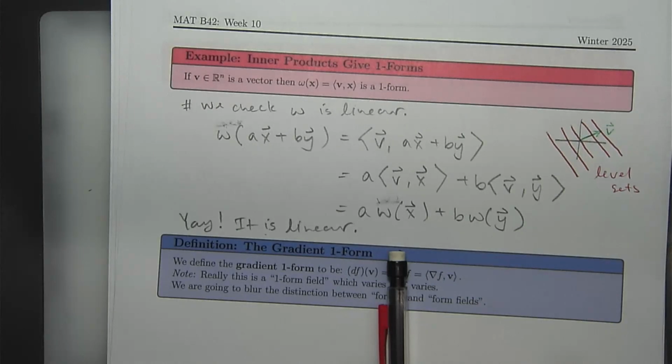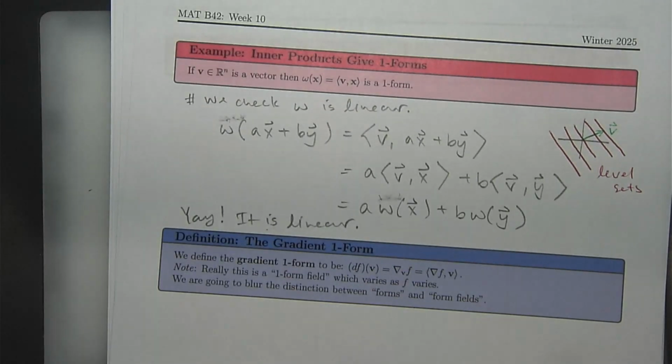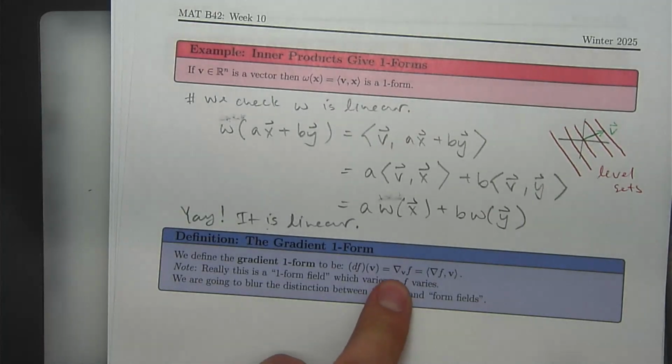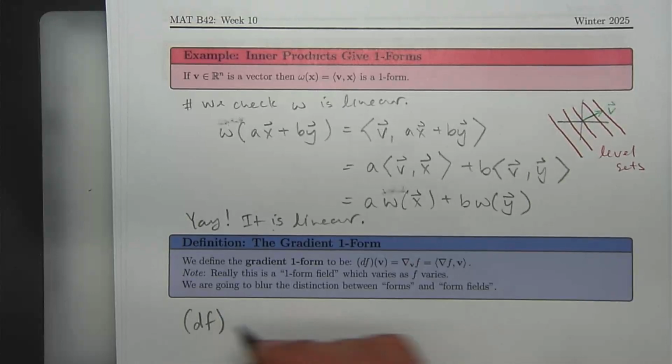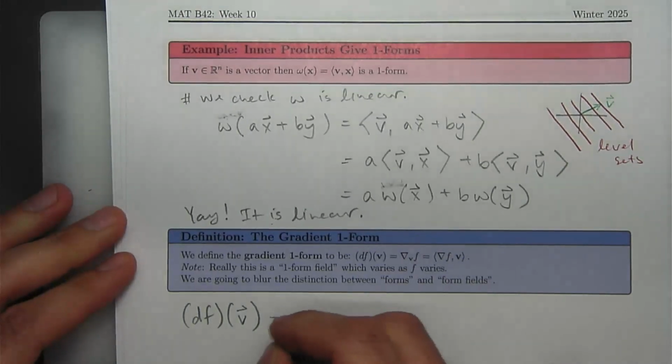Okay, lovely. So we've met a one form before. We've met a linear function from vectors to real numbers before, and that's our so-called gradient one form. Okay, so our gradient one form, what does it do? It takes the directional derivative of f in the direction v. Okay, so we're going to write this with this notation df of v.